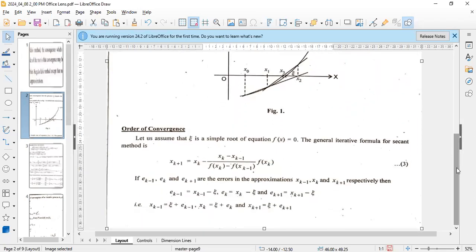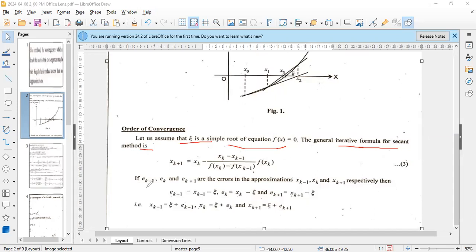And then we discuss the order of convergence. In the exam, order of convergence will be asked many a time, so this is important. Let us assume that epsilon is a simple root of the equation f(x) = 0. The general iterative formula for the secant method is x(k+1) = xk - [(xk - x(k-1)) / (f(xk) - f(x(k-1)))] f(xk), which we gave as equation number 3 previously.